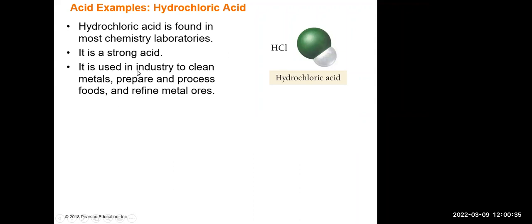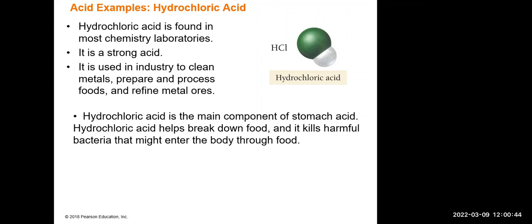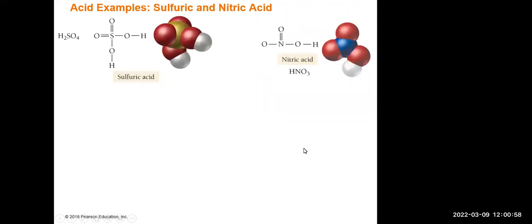It is used in industry to clean metals, prepare and process food, and refine metal ores. Hydrochloric acid is the main component of stomach acid. Hydrochloric acid helps break down food, and it kills harmful bacteria that might enter the body through food.